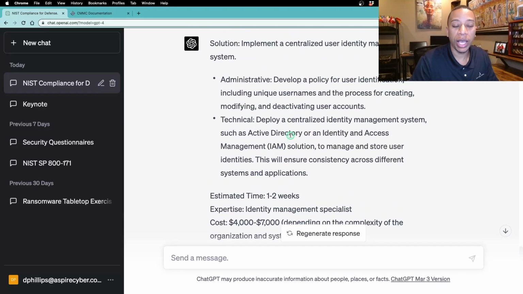From my perspective, as a certified CMMC provisional assessor, I think that guidance is pretty accurate. You're certainly going to need an identity and access management solution. The most popular one is Active Directory to manage your user identities. For each user account that has access to federal contract information, on those systems we need to be able to identify those users and track them.